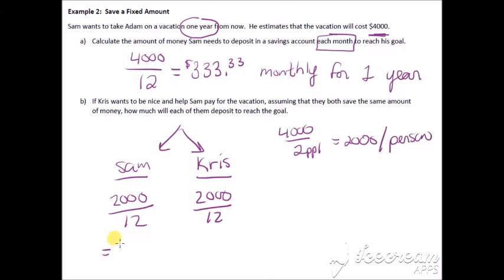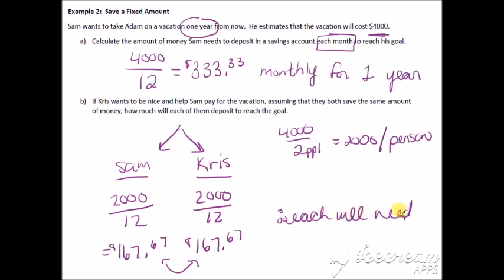That will give us 167.67. So if each of these 2 individuals put in 167.67 monthly, that's going to be the 333.33 that's going to be saved monthly for a year. So we can just say each will need to save 167.67.